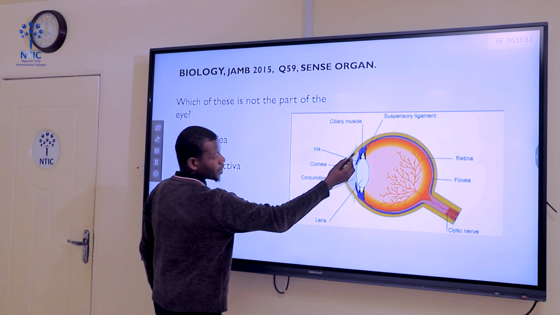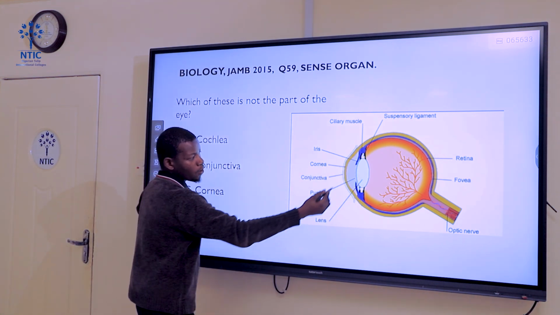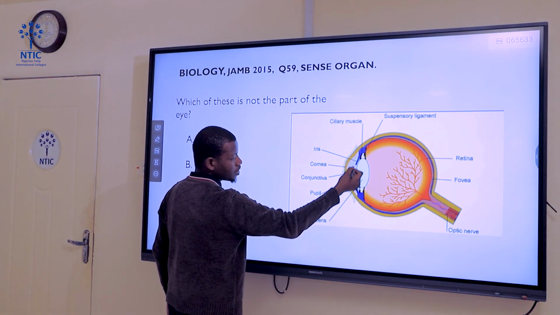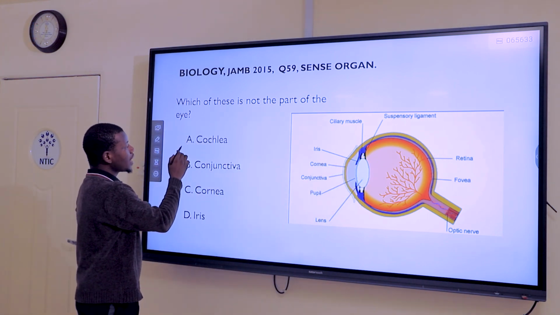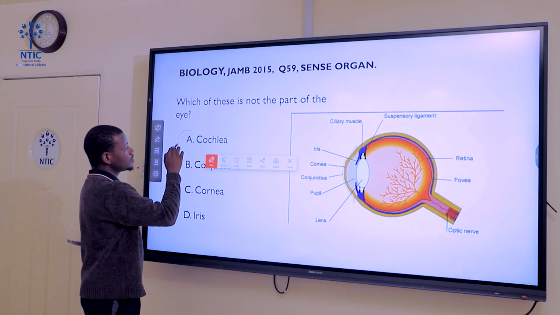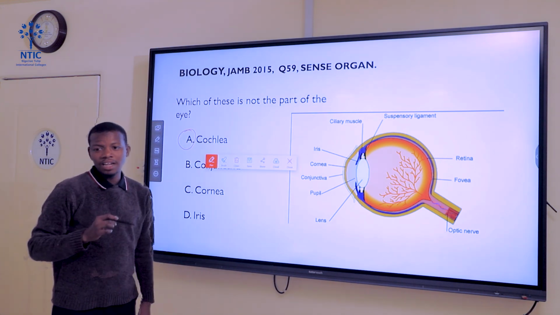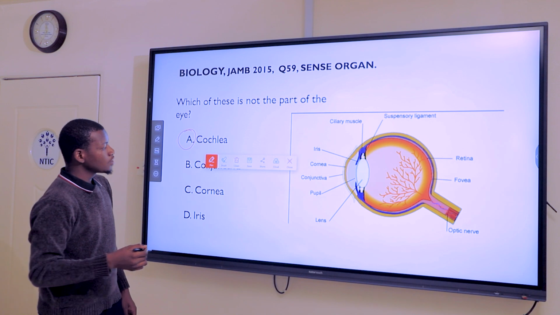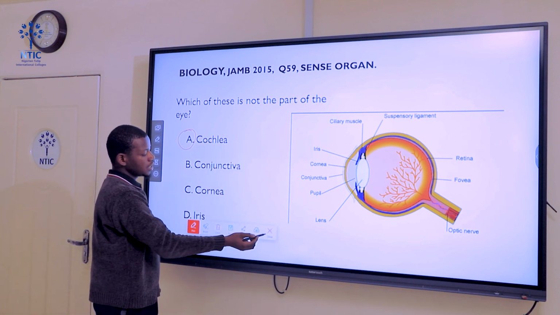Iris is the colored part of the eyes that regulates or controls the diameter of the pupil. So we are left with option A, which is cochlea, is not part of the eye. Cochlea belongs to the ear. Cochlea is part of the ear.